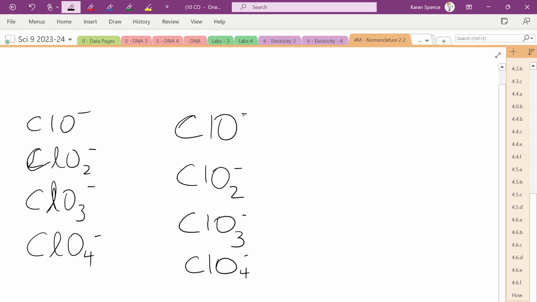I'd like you to tell me what elements make up this polyatomic ion. Tell your partner what elements make up that polyatomic ion. This is hypochlorite.